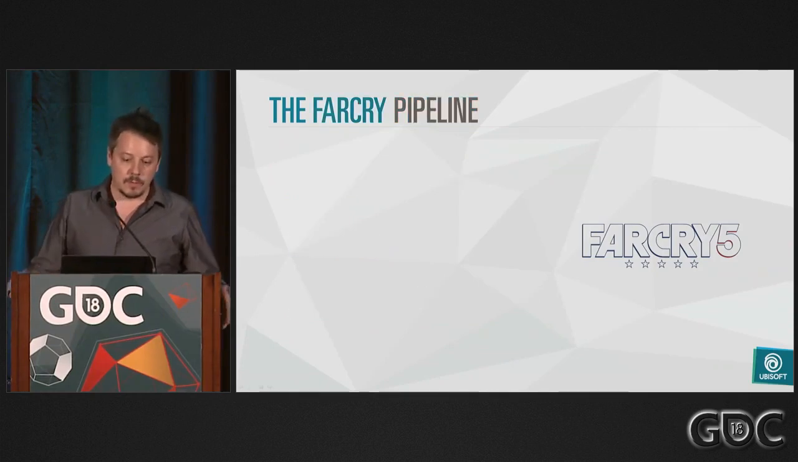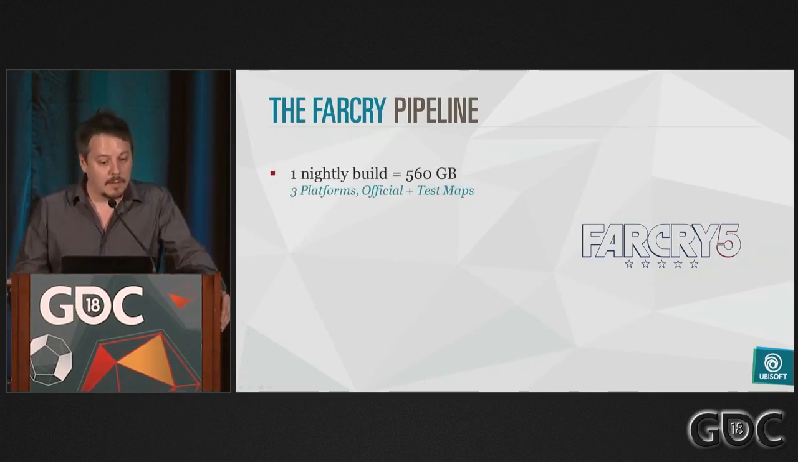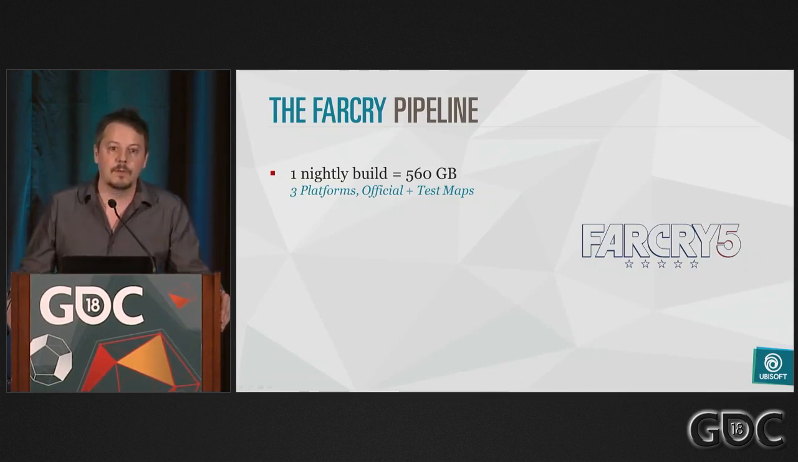So such a big world and such a huge amount of people are generating a lot of data. One nightly build was about 560 gigabytes of outputs every night. And this is for the main world on the 3 platforms we're shipping on, which are Xbox, PS4, and PC, but also for a few test maps that the production needs on a daily basis.